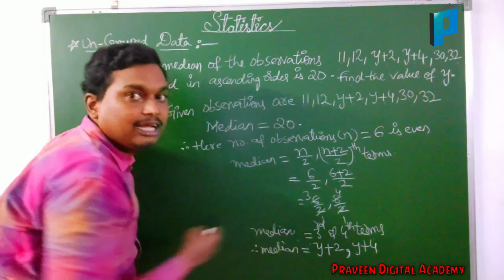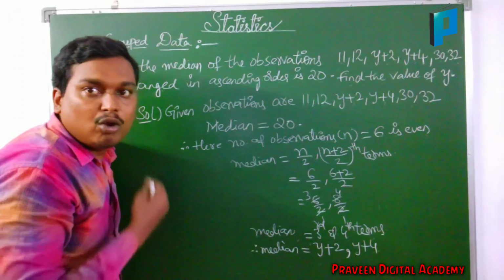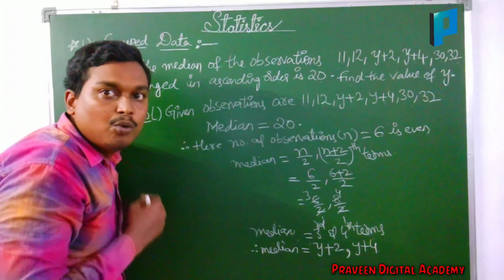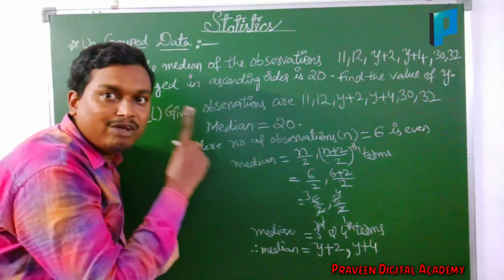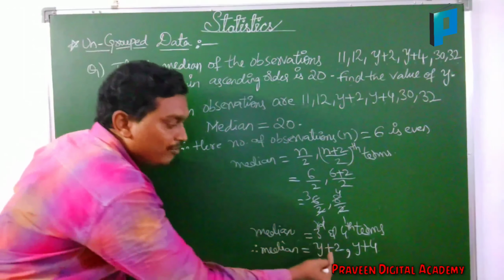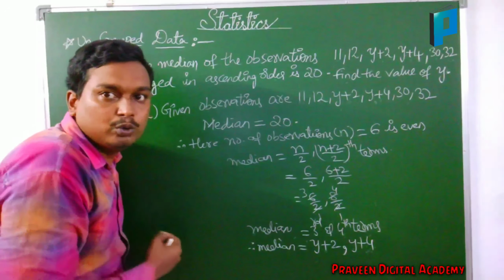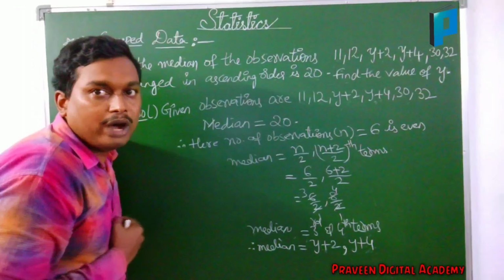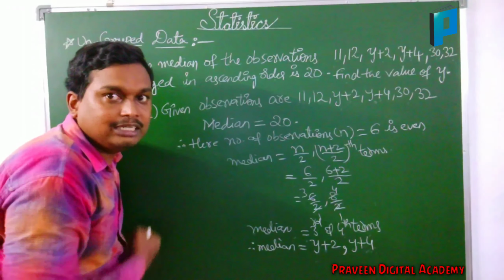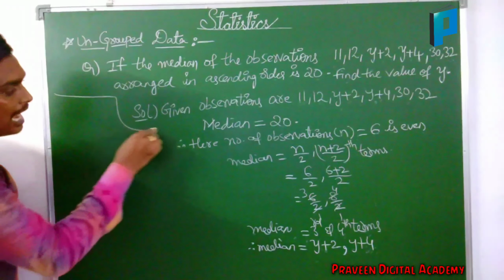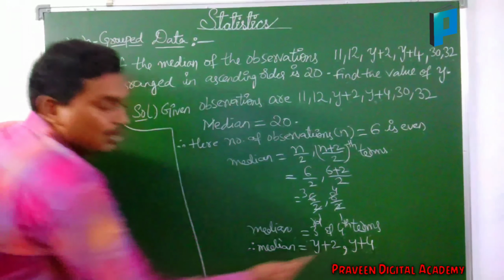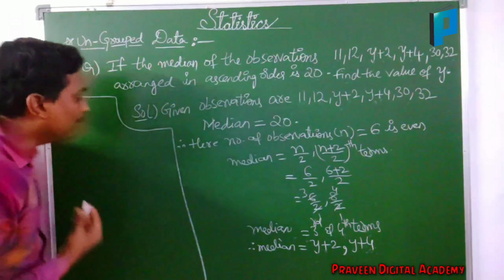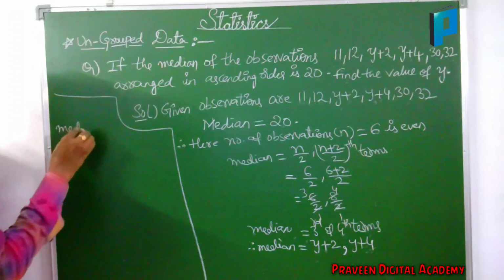We got 2 medians here, and we know that we will not have 2 medians always. We will have only 1 median. Even if we got 2 medians, we do the average to make the 2 medians into 1 median. How to do the average? If you are having 2 medians, we will do the average by sum of observations by number of observations.